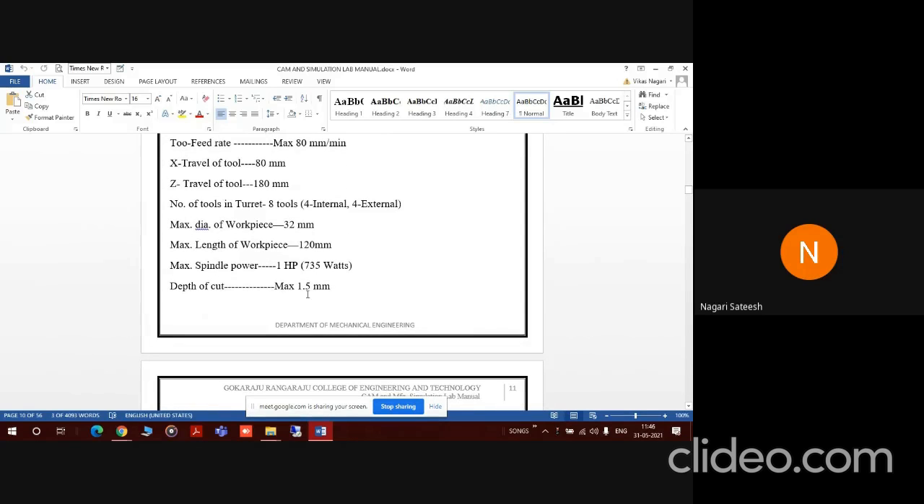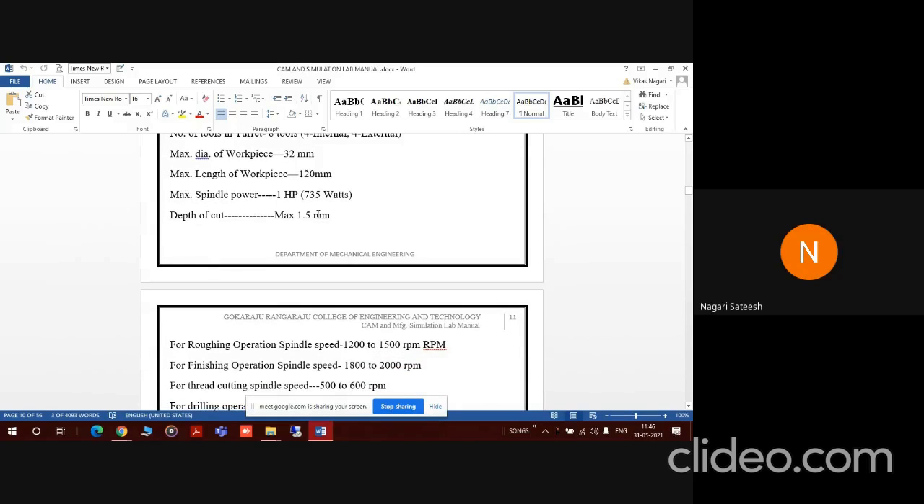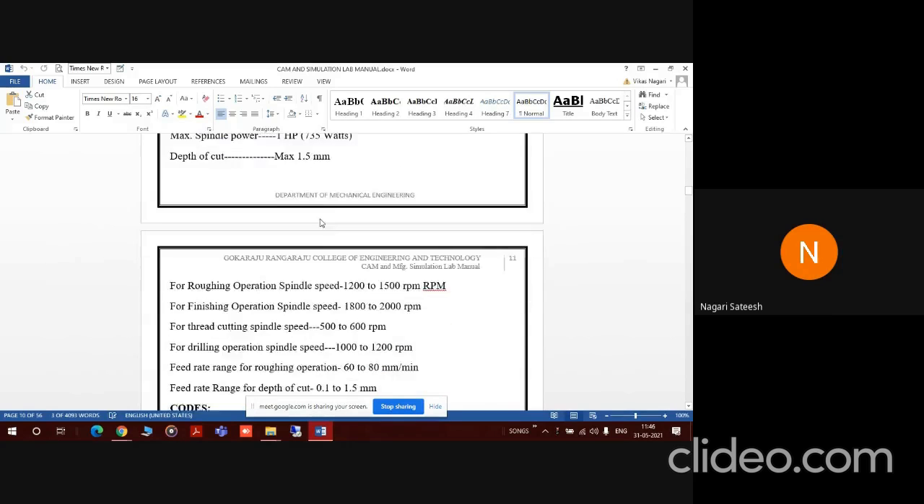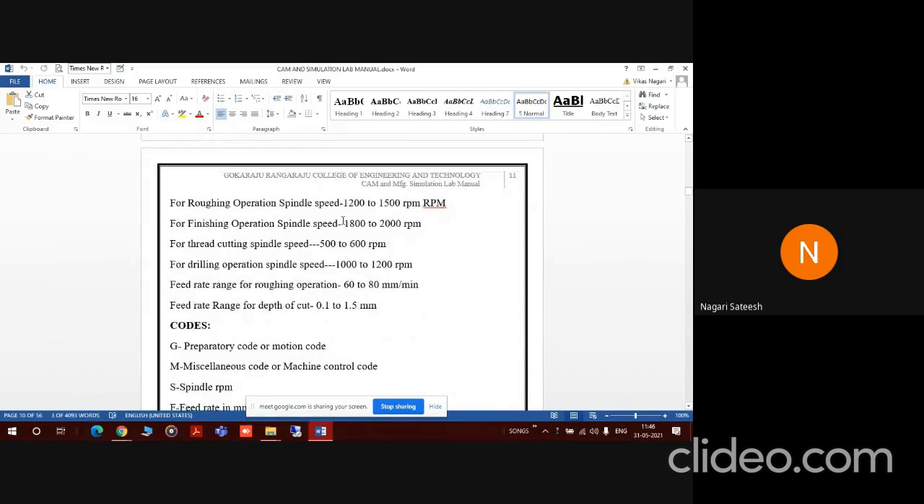The depth of cut you can give: you can go maximum up to 1.5. Generally, we use 0.1, 0.2 depth of cut. The spindle's maximum power is 1 HP, 735 watts. And the RPM for rough cutting, I told you, is 1200 to 1500 RPM.